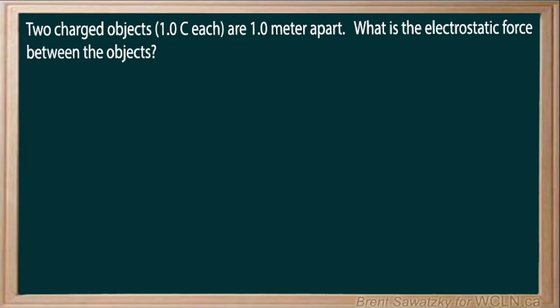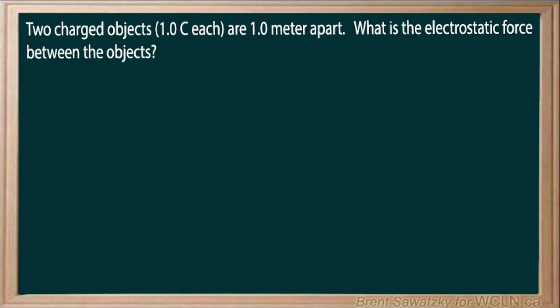In this question, we have two charged objects, and we're looking for the electrostatic force between the objects. Now, electrostatic force, just like any other force, is a vector quantity. It has magnitude and direction. So the direction is fairly easy.